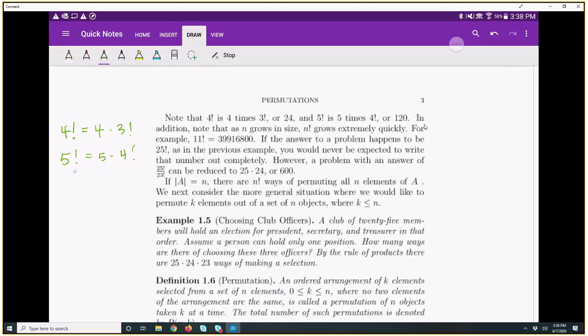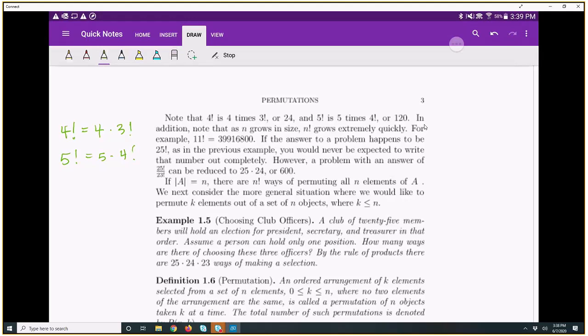5 factorial is only 120, but by the time we get to 11 factorial, we already have, it looks like, 39 million and something. So if the answer to a problem happens to be 25 factorial, and we know it's that huge number that we saw before, we would never be expected to write the huge number. You would just leave it as 25 factorial, and you would denote that by 25 with the exclamation point.